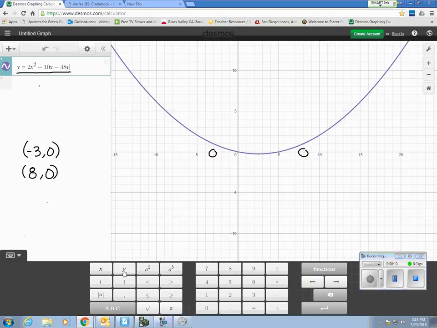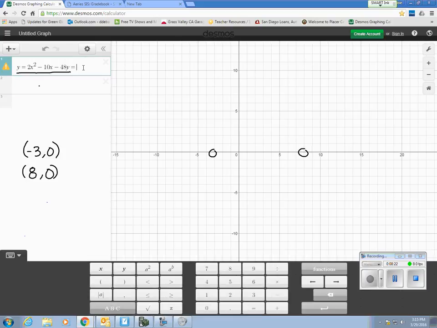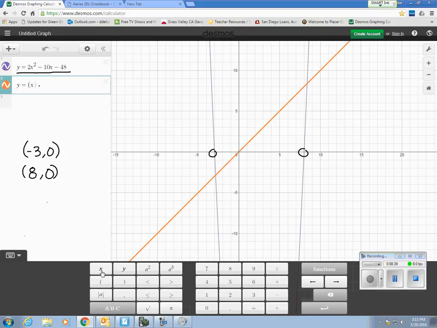What I do know is, let's get this back up here, that one of my x-intercepts is at negative 3, so I know that I'm going to need x plus 3. And my other x-intercept is at positive 8, so I'm going to need x minus 8.